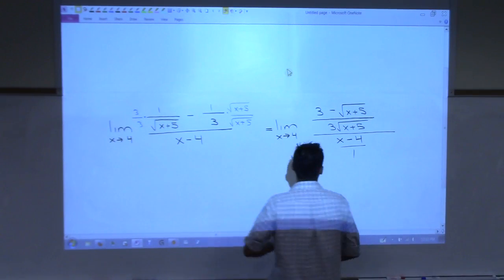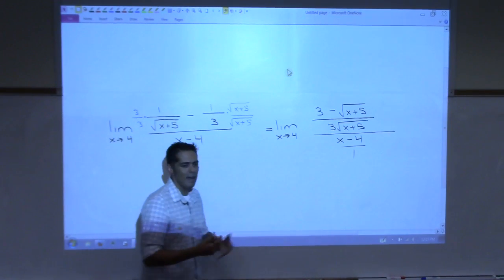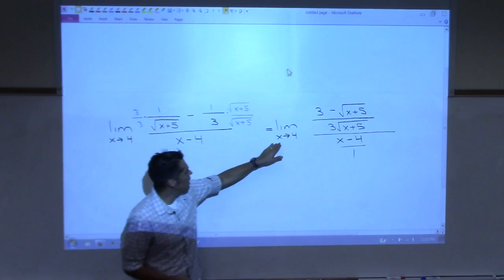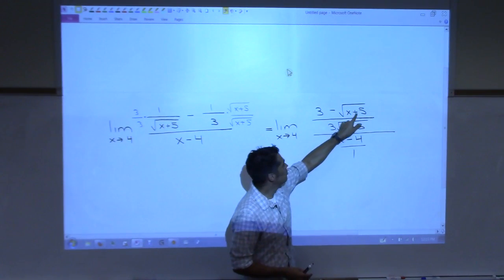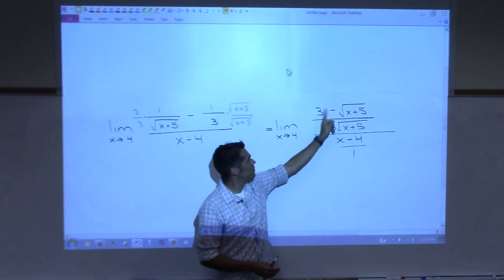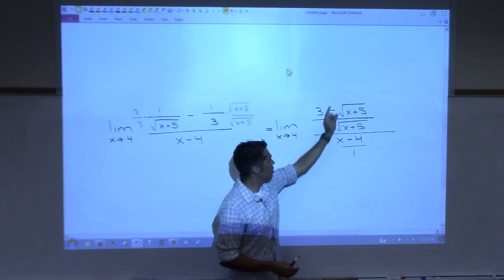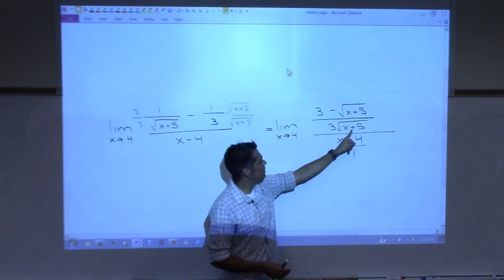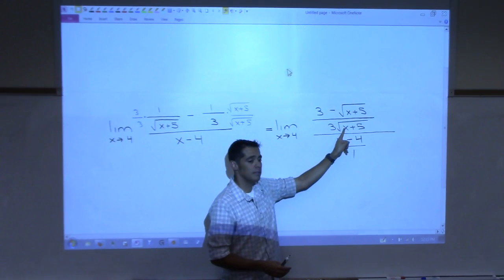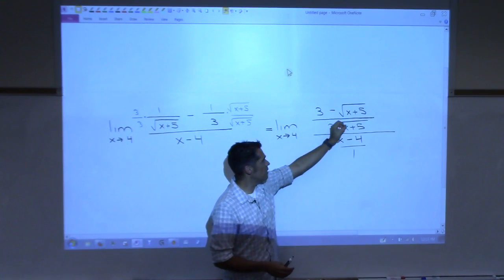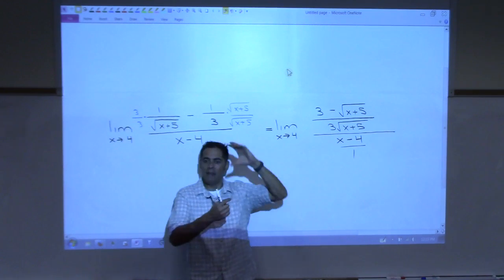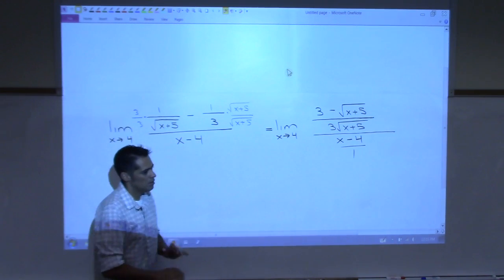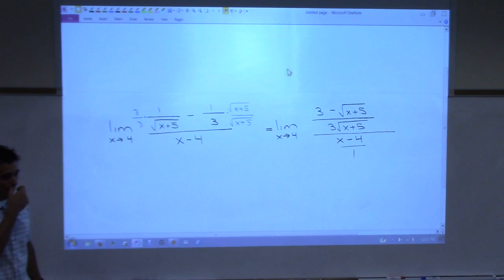We're going to do the conjugate. Let's just check though real quick to see that we have not solved any of the problem. If I let x go to 4 right now, this is going to be root 9, 3, 3 minus 3, 0. 0 over 9 minus 9, 0. So I still have 0 over 0. I haven't fixed anything, right?